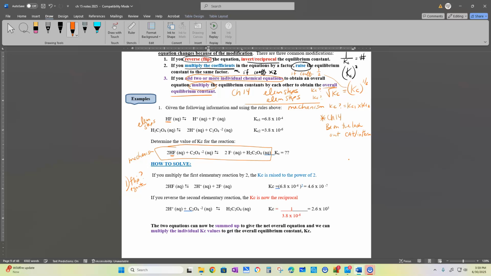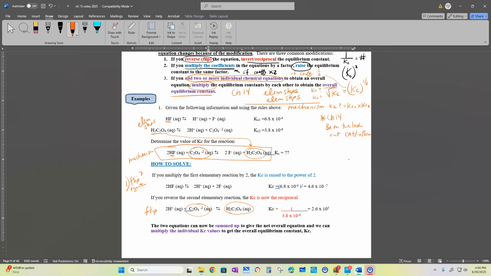Now the second equation, notice this H2C2 is over here. It's on the product side. So what I do is I tell AP, right in the margin, I flip this equation. Because I flip it, I take the reciprocal of my K value. So 1 over 3.8 to the negative 6, well, I get 2.6 to the 5th. Remember, this was a really small number, and when I take the reciprocal, it's now a really big number. So I have the chemical where I want it, and I have this ion right where I want it.